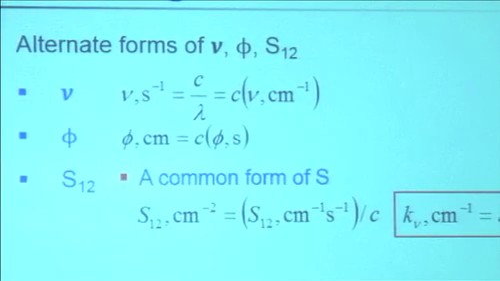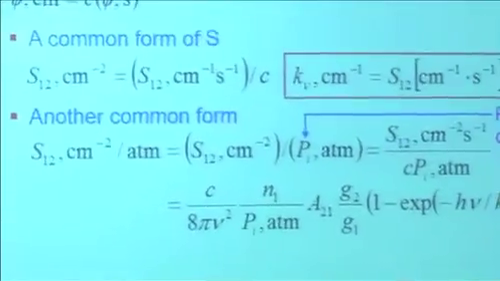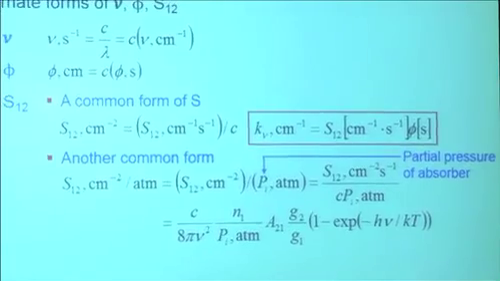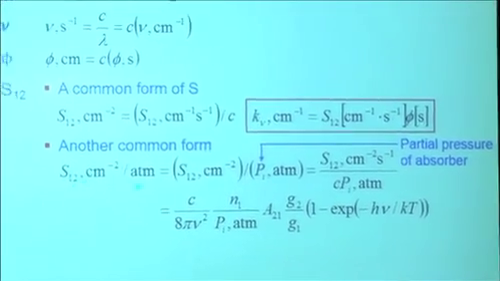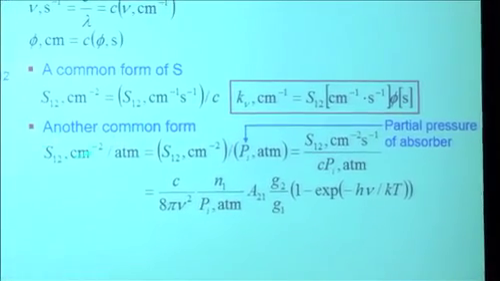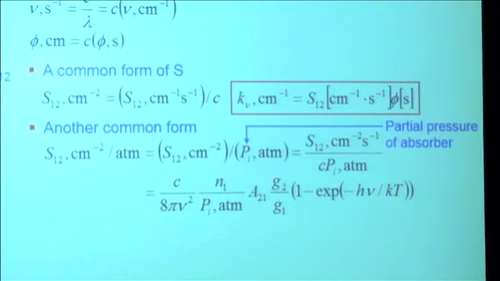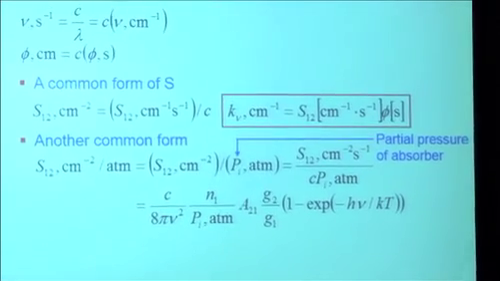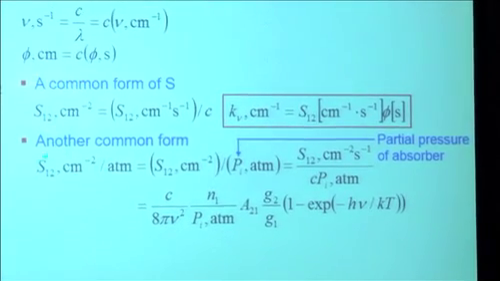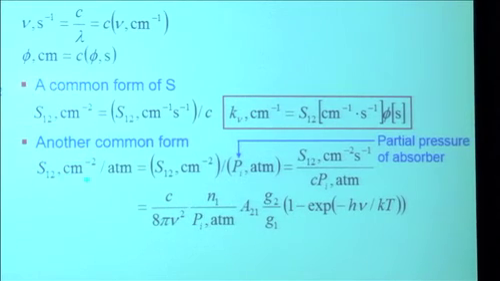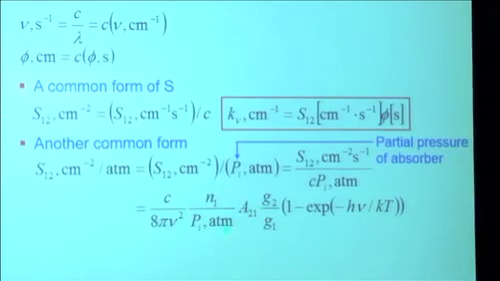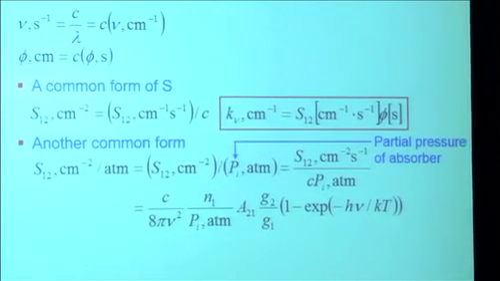S has different units. We've talked about that. There's a lot of different forms. In the infrared, we tend to use centimeters to the minus 2 per atmosphere. But of course, K doesn't know anything about this. You can get to K in a different way. So however you do this, they have to be equal. But if you do it in centimeters minus 2 per atmosphere, it has this form down here. I'm dividing by pressure in atmospheres. That's pressure of the absorbers.